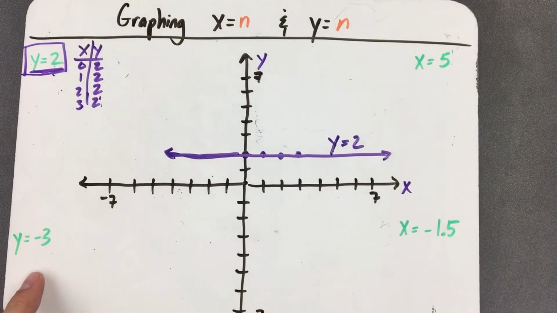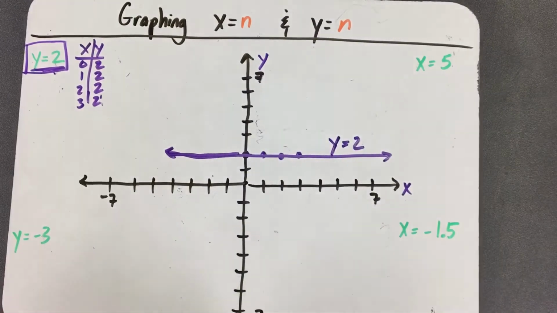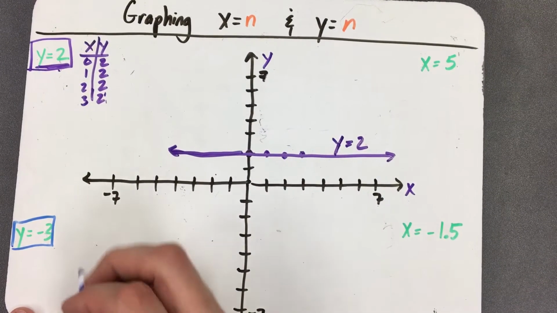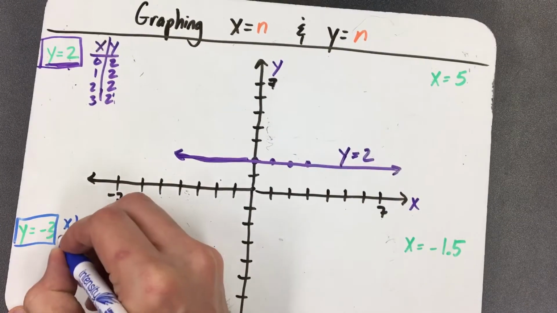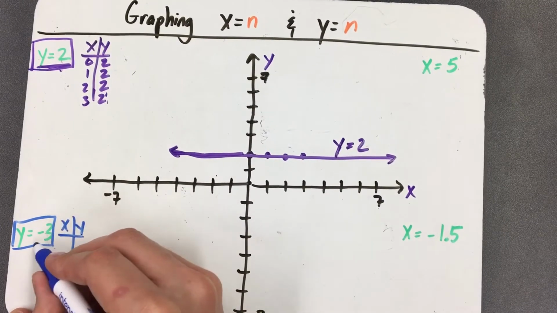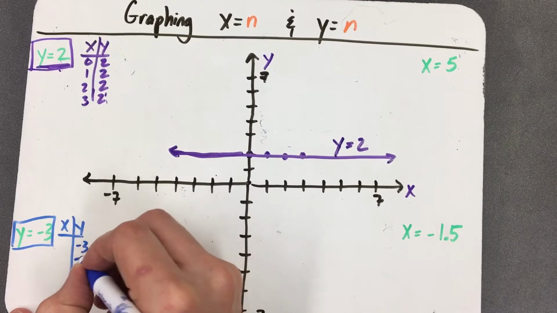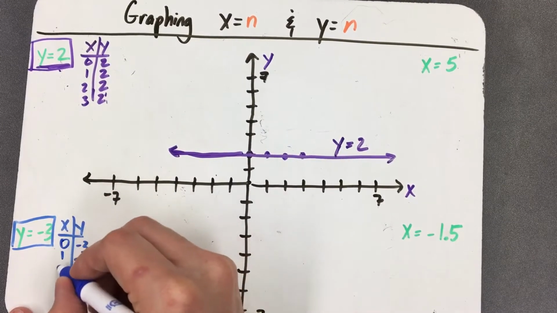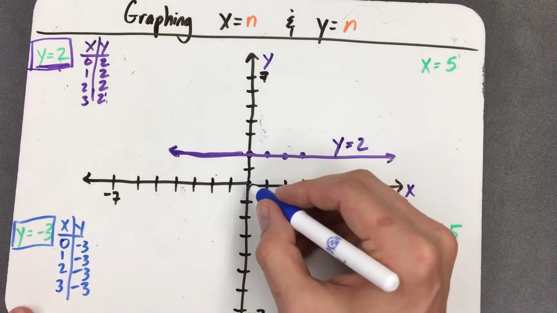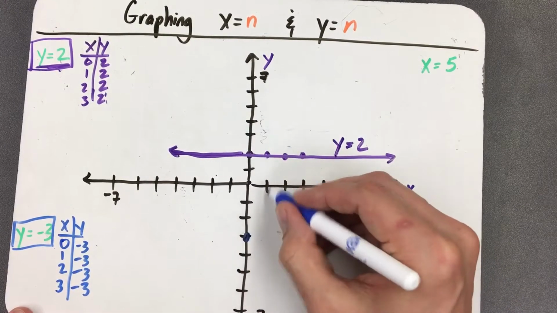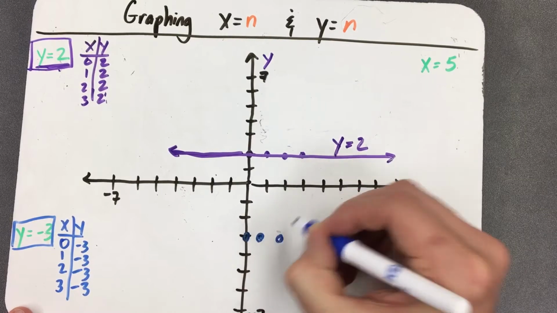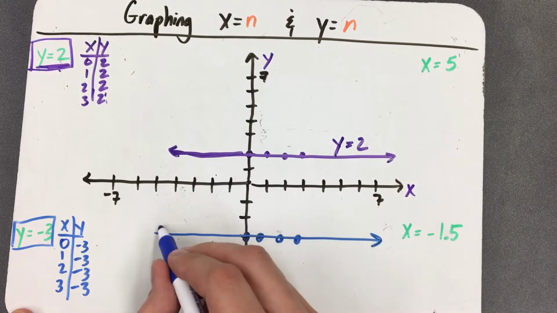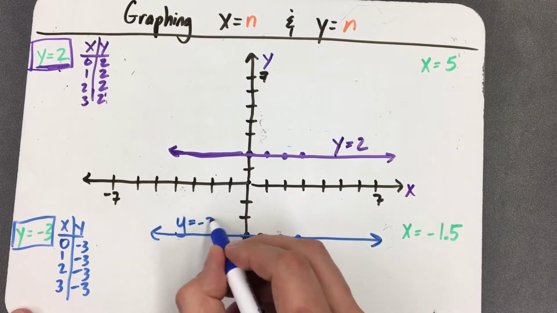Down here, I'll do this one in a different color. Let's pick blue for this one. Y equals -3. Same idea. If you want to make a chart for yourself, you can. You don't have to. I know that the problem says y equals -3, so my y has to be -3 every single time. And then for x, I can pick whatever numbers I want. I'm going to pick 0, 1, 2, and 3 because those are easy. 0, -3, 1, -3, 2, -3, 3, -3. Look at this. Another completely horizontal line, y equals -3.